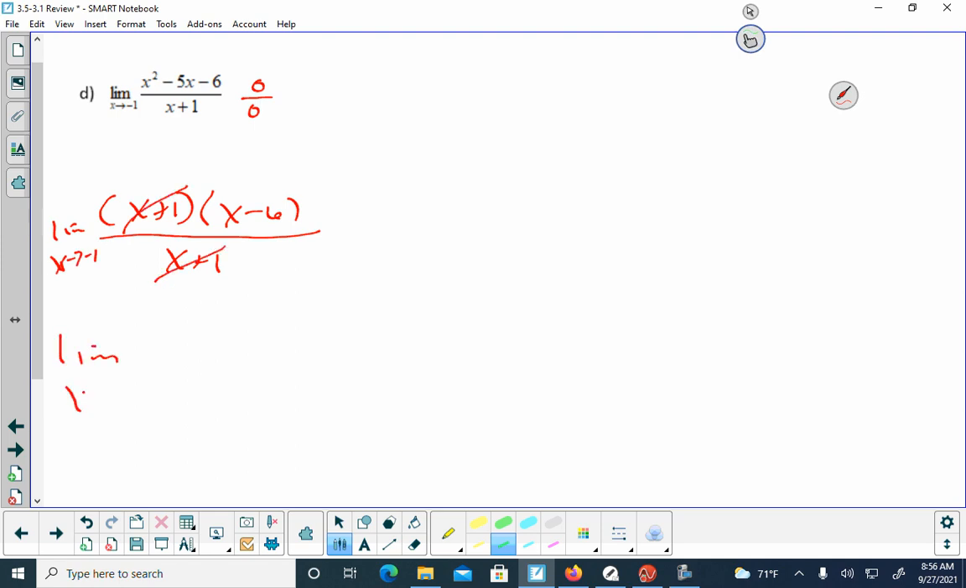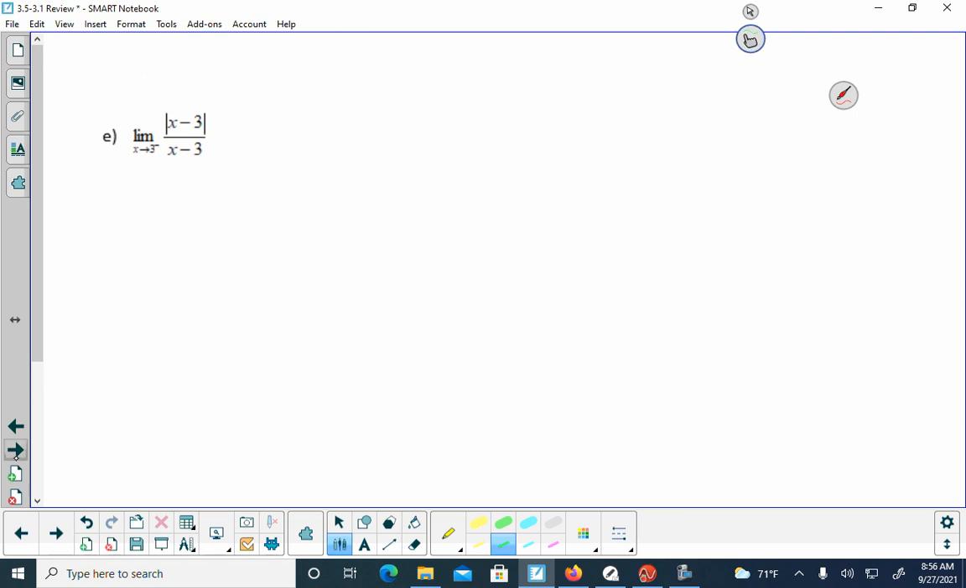So when I take the limit as x approaches -1, I can do direct substitution at this point, and my answer is -7. Moving on, I have an absolute value. This one is directional, so I should be able to find it. It's as x approaches 3 from the left.